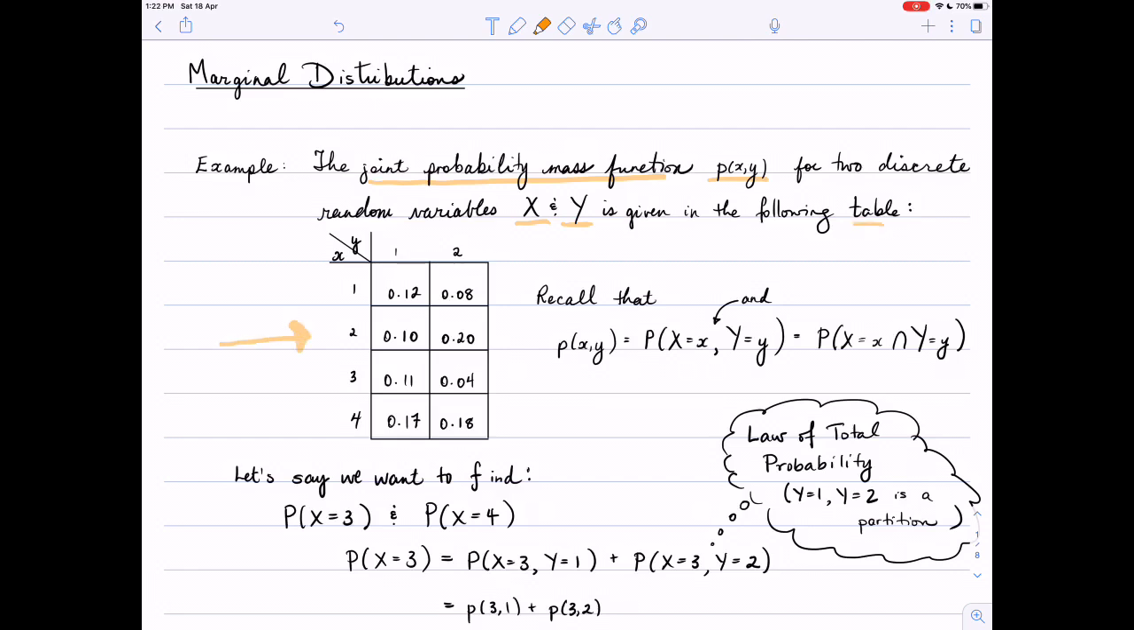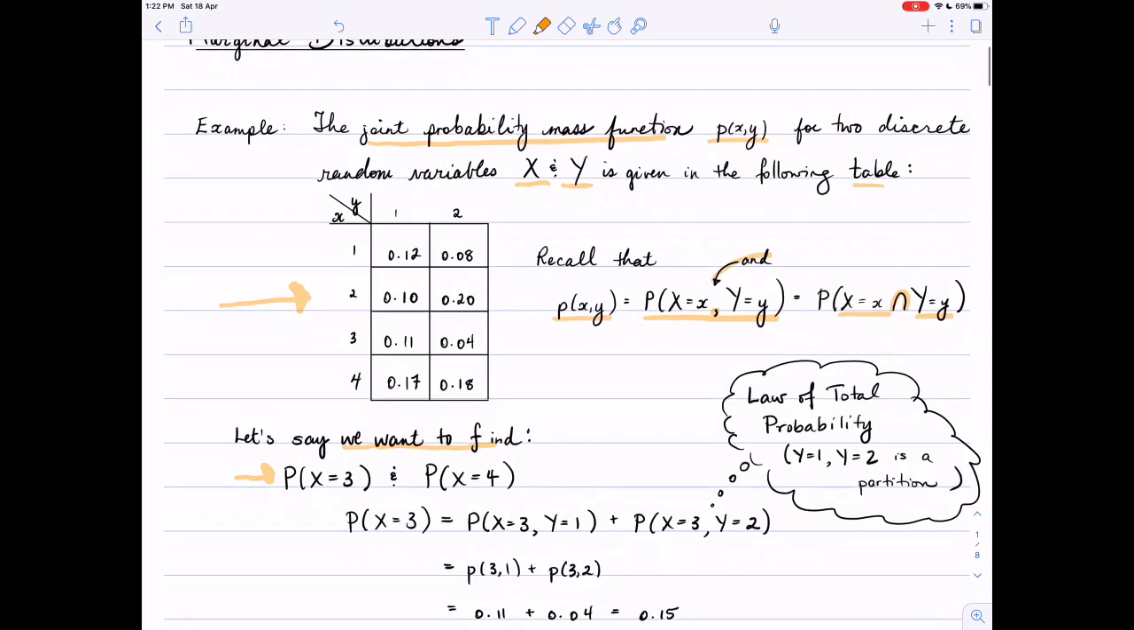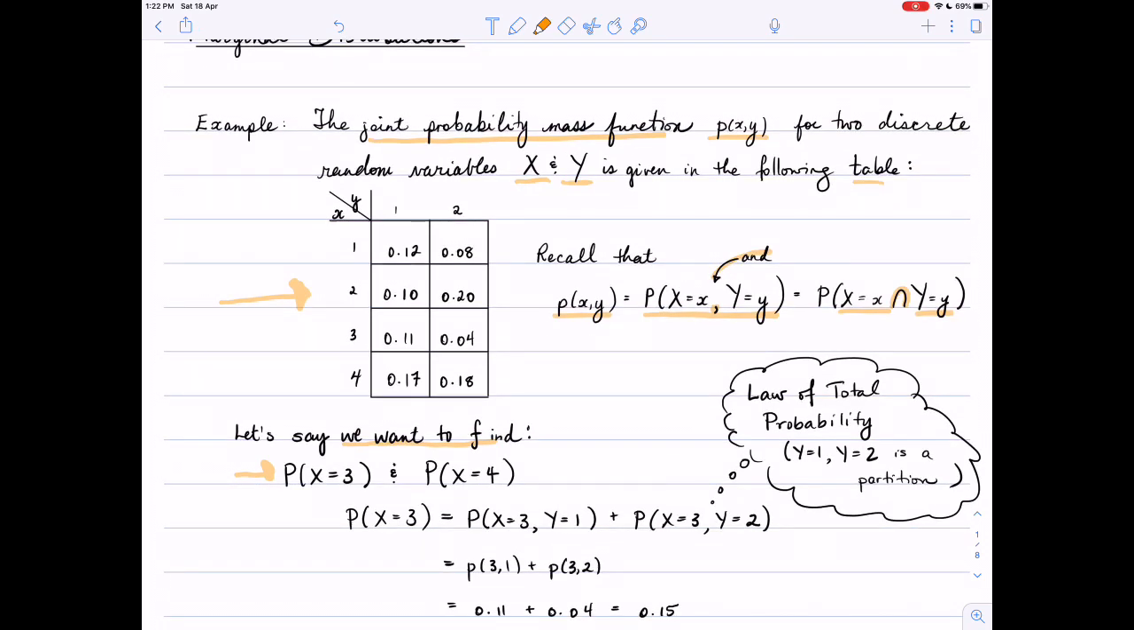And so let's just remember what a joint PMF is. The P of xy is the probability that X is little x and Y is little y. And so that little comma, remember, means and. It's like saying the probability that X is equal to x is one event and that Y is equal to y. So we're given this table, which gives us the values. And let's imagine that we want to find these two values here. Let's say that we want to find the probability that X is 3 and the probability that X is 4. So how are we going to do this using this table?